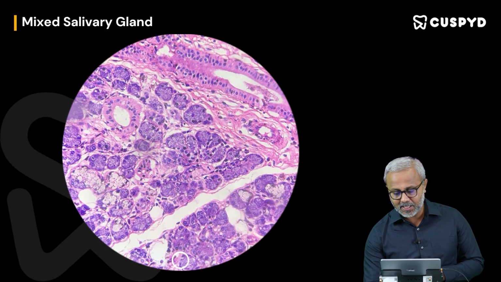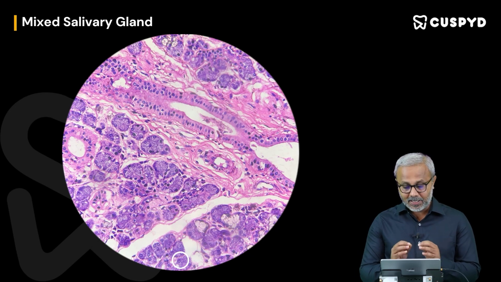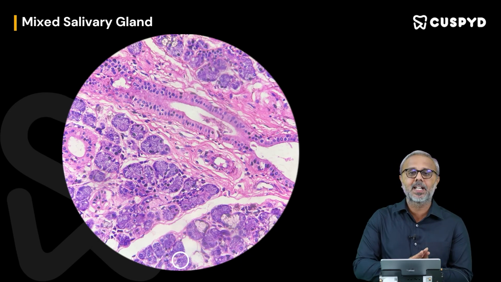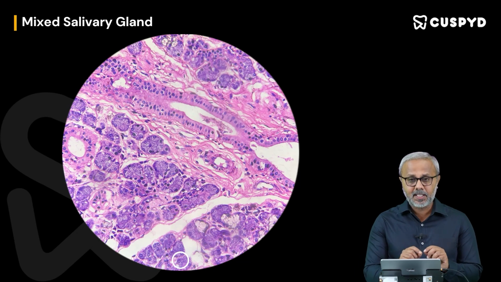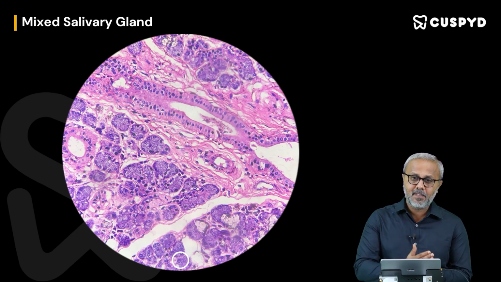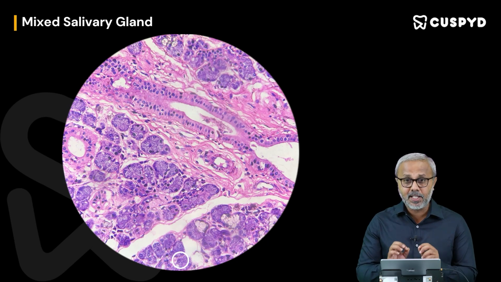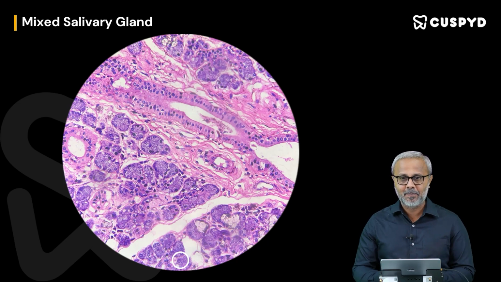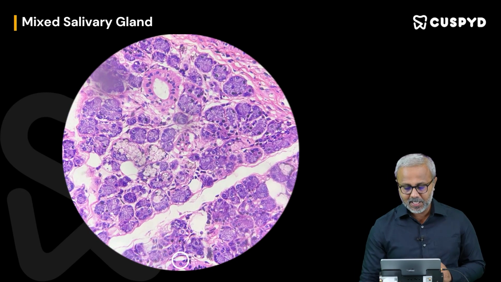In addition to this, if we see the top of the view, we can identify a duct which is lined by a single layer of columnar epithelium. Remember, these ducts which are present within the connective tissue are examples of excretory ducts, which are larger ducts. If a duct shows striations and is present within the lobule, it is an intralobular striated duct. If it is present within the connective tissue in between the lobules, it is an interlobular excretory duct. So this is the typical feature of a mixed salivary gland.